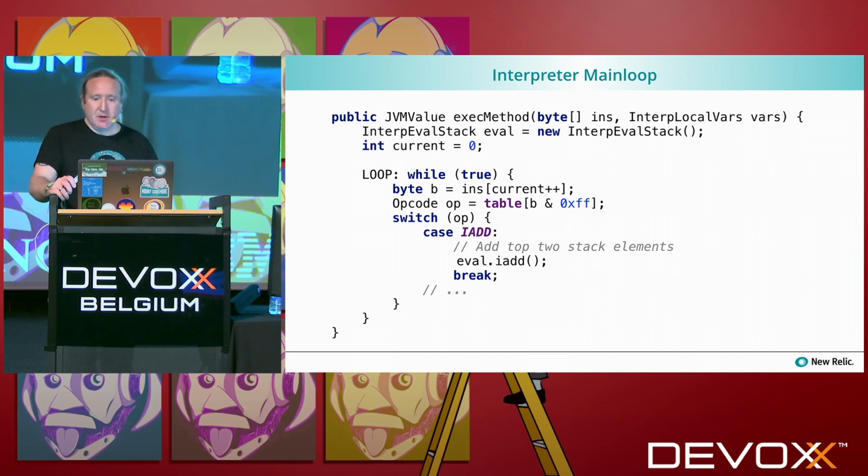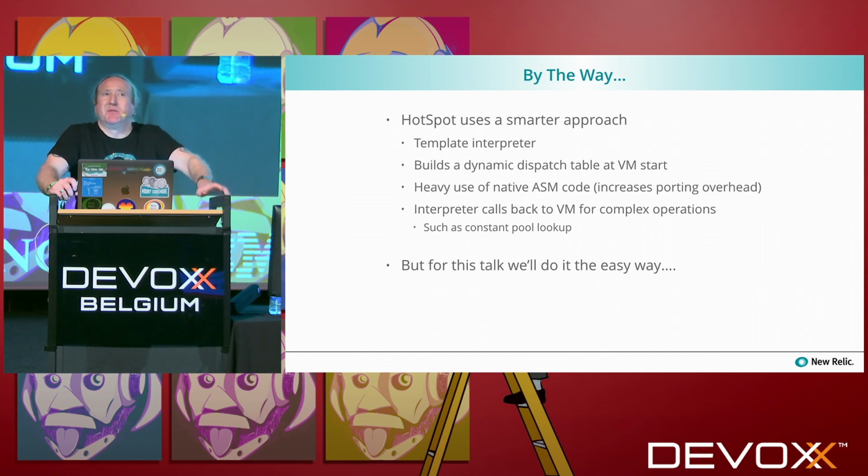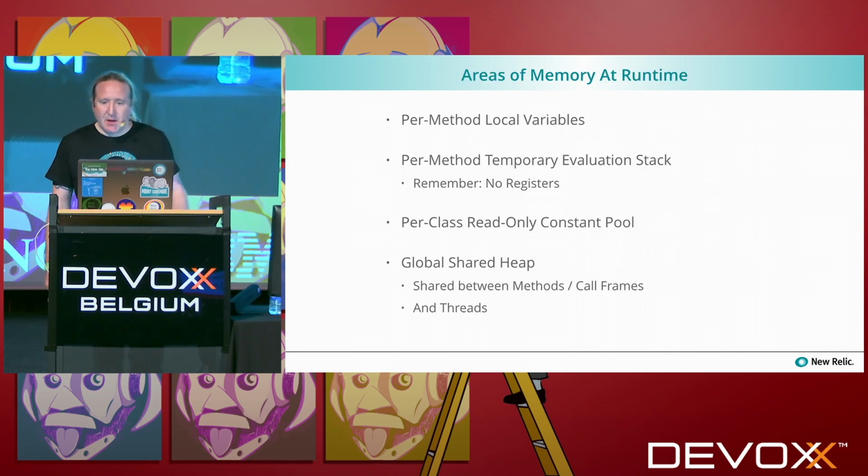Okay, good. By the way, as I'm here, if you're actually talking about real interpreters and real implementations, Hotspot does something much smarter than this. Hotspot's code does not look anything like what I just showed on the previous slide. It's all done with dynamic code and dispatch and smart table building at startup. But that's kind of just an aside. Okay. So far, so good.